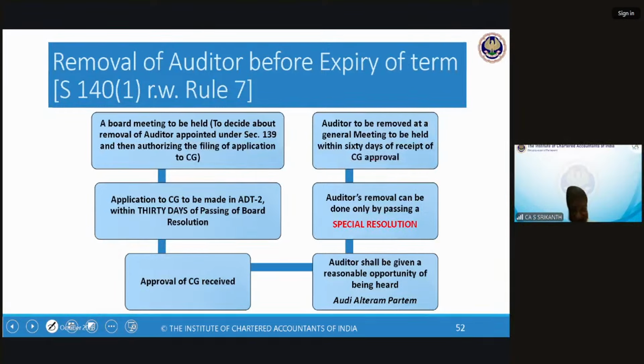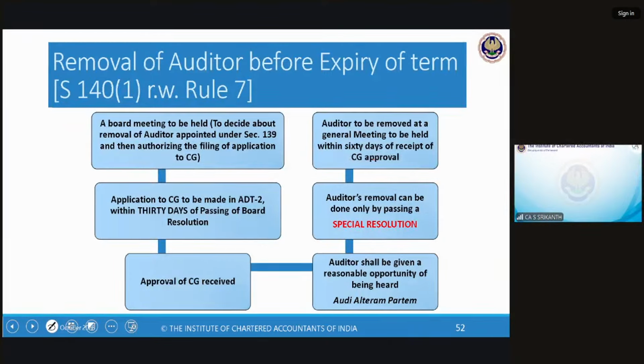No. The CG will give an opportunity to the auditor also. Before passing an order approving, the auditor shall be given a reasonable opportunity of being heard. And at that time, if he has enough evidence, that is the end of it for the company and the board of directors, because everything will be documented by that auditor and filed with the RD. That's the end of the story for the company.